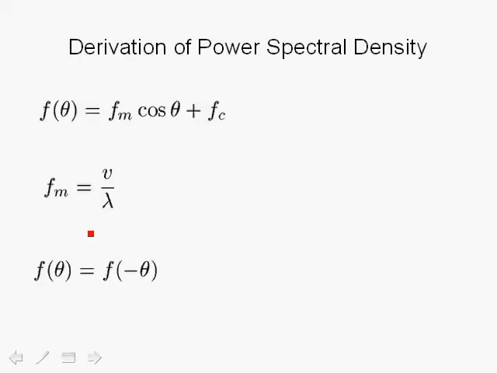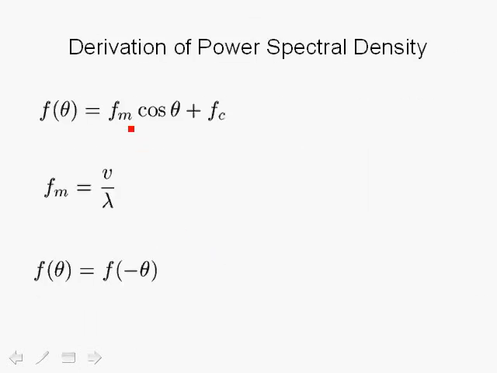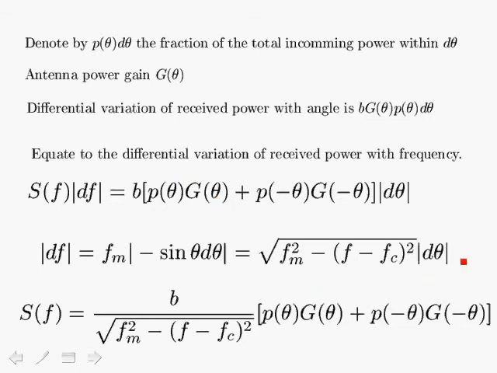Now if we go back to the previous expression, we know that the frequency is a function of the angle theta, and if we form the differential d sub f, we get that it's equal to f sub m times the magnitude of minus sine theta d theta, as we take the differential of the cosine term. And if we go back, we can actually express the sine of theta in terms of cosine of theta, and we arrive at this expression over here.